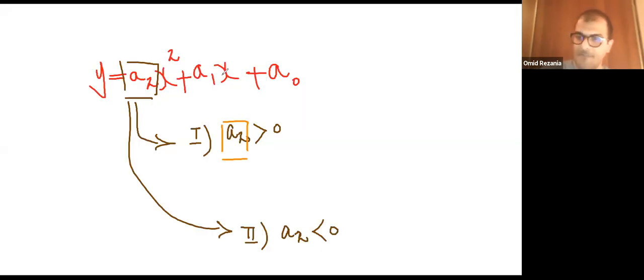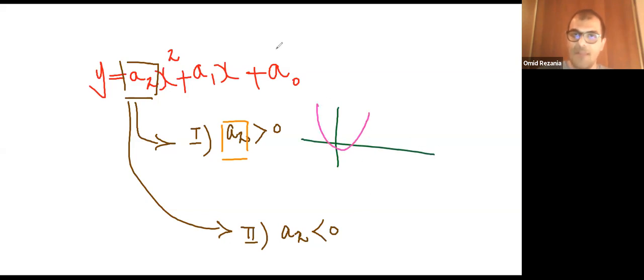Does it make sense to everyone? Then in order to finish, I said that if the leading coefficient is positive, we get the plot something like that. However, if the leading coefficient is negative, we get the plot something like that.